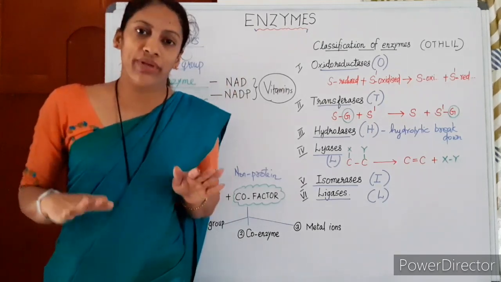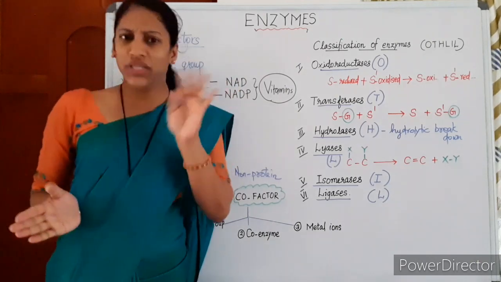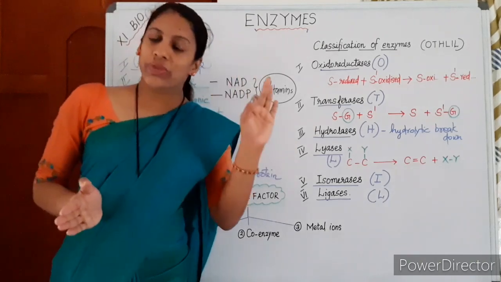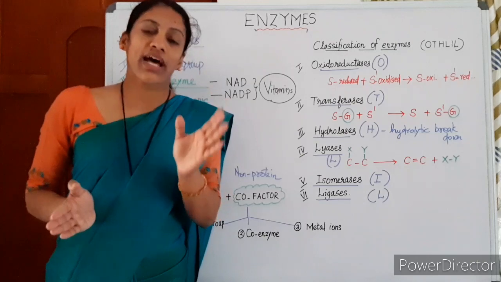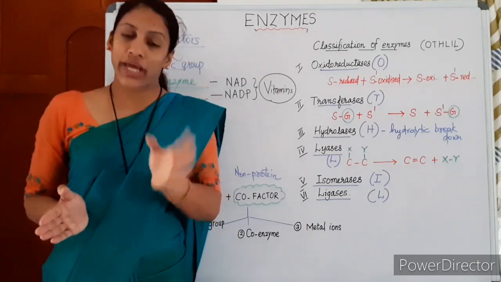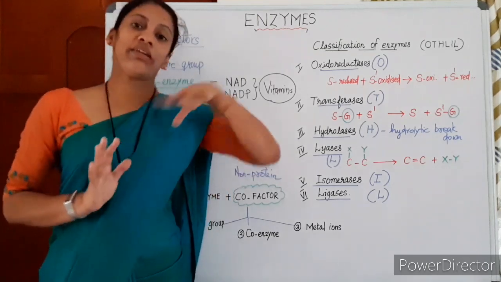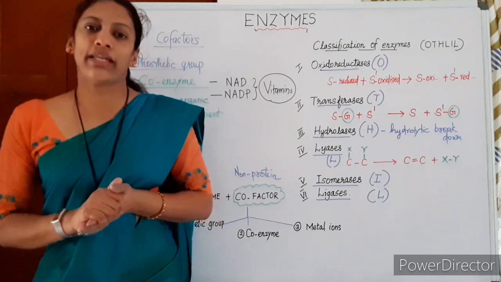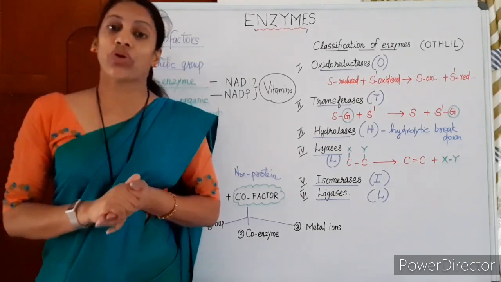So listen carefully, the difference between prosthetic group and coenzyme. Similarity: both are organic compounds. Difference: prosthetic group is a permanent association to the enzyme, whereas coenzyme is temporarily associated to the enzyme only at the time of catalytic action, and after that it is removed. For example, NAD, NADP, nicotinamide adenine dinucleotide, nicotinamide adenine dinucleotide phosphate.